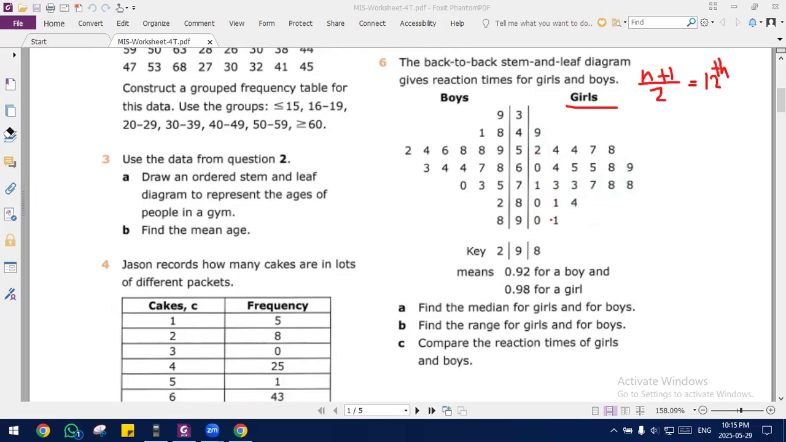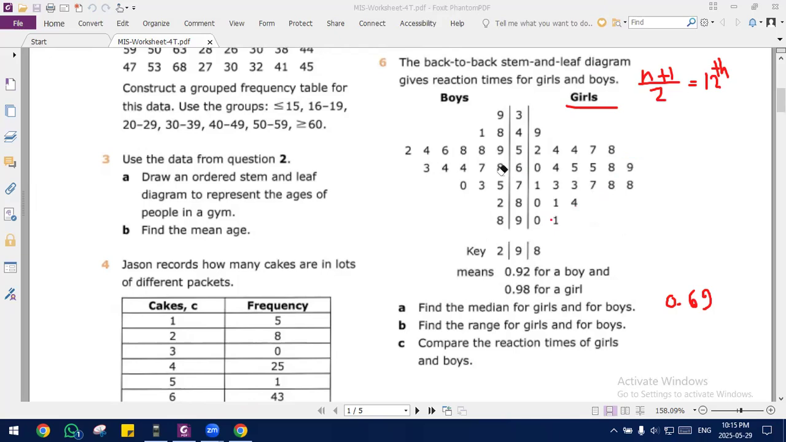So let's find the 12th. 1, 2, 3, 4, 5, 6, 7, 8, 9, 10, 11, 12. If you say the median is 9, it's wrong because this is only the leaf. I need to read it with the stem. So it's 0.69. This is the median for the girls.